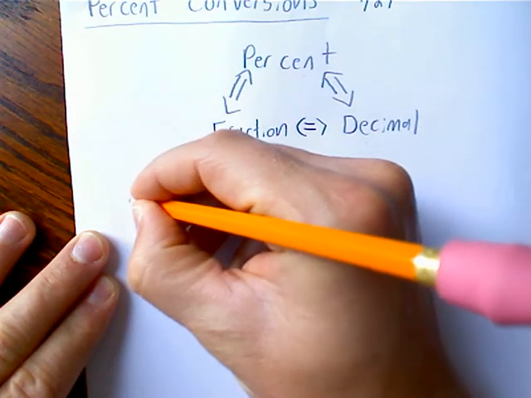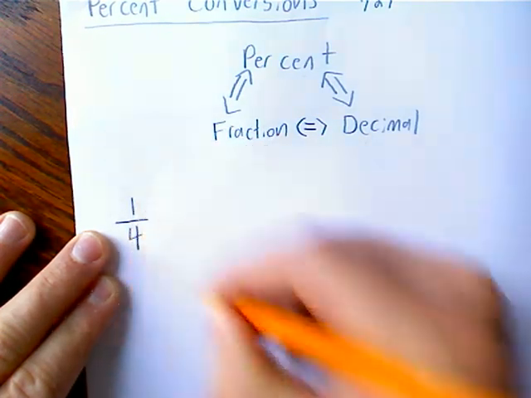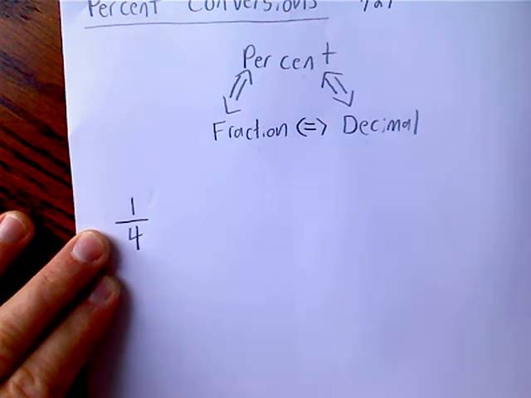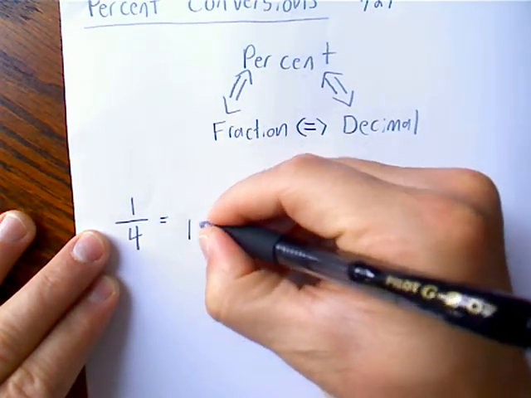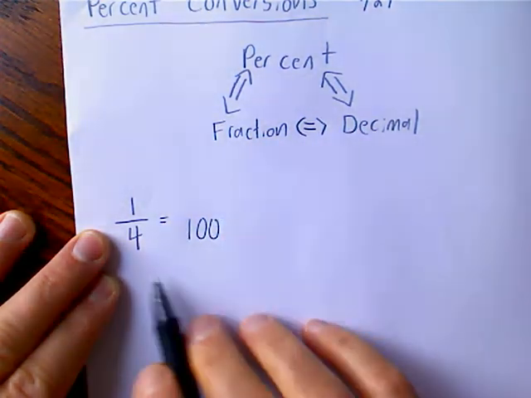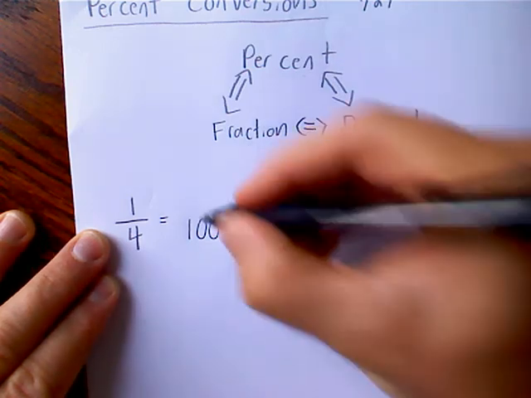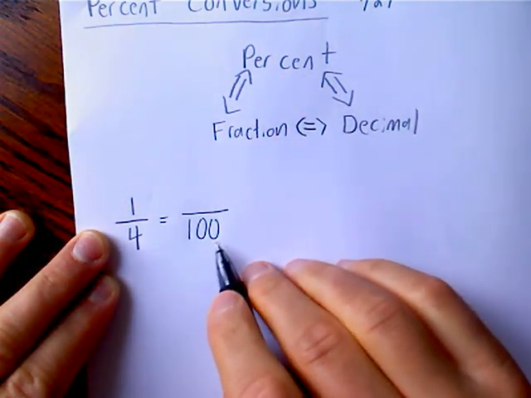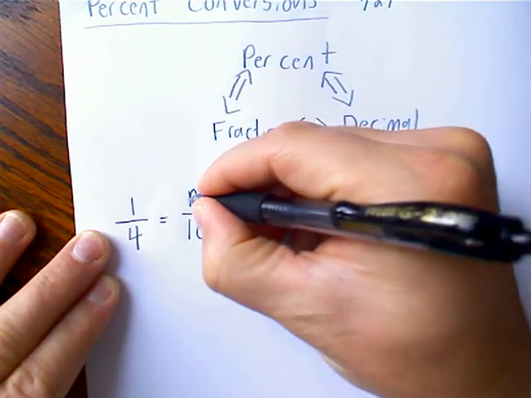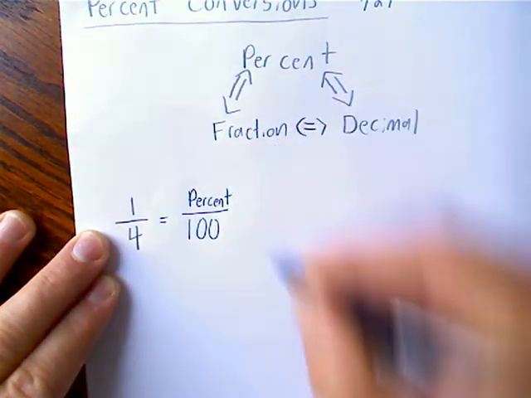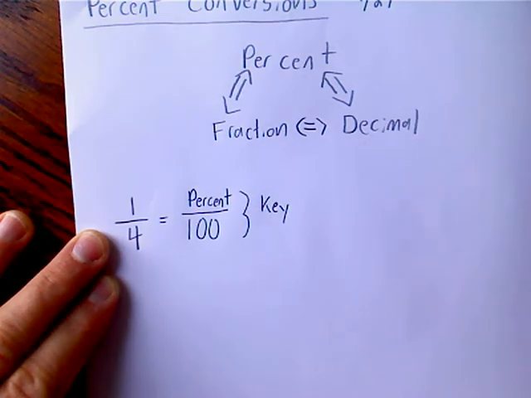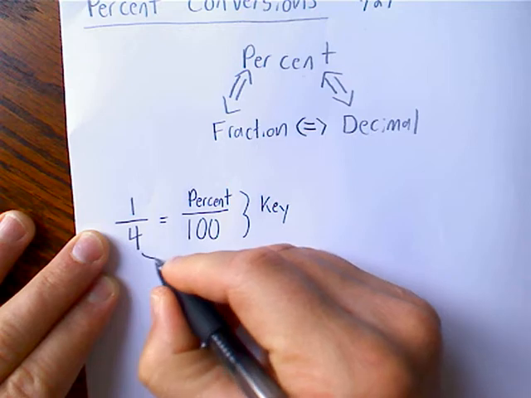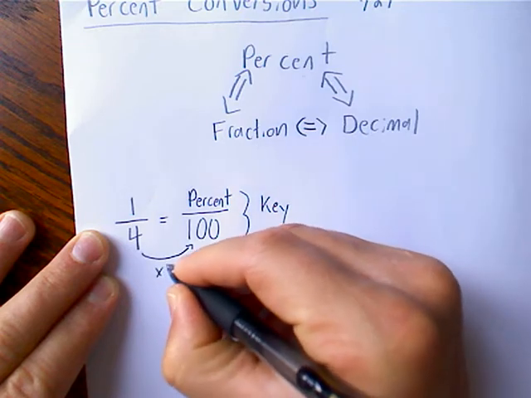Now, I asked you last week to convert 1/4 into a percent. And the method we use is we create a proportion, and we always put it over 100, and that's how we're going to figure out the percent. And this is our key that we're going to use every time. We're going to look for a relationship. This should be review.